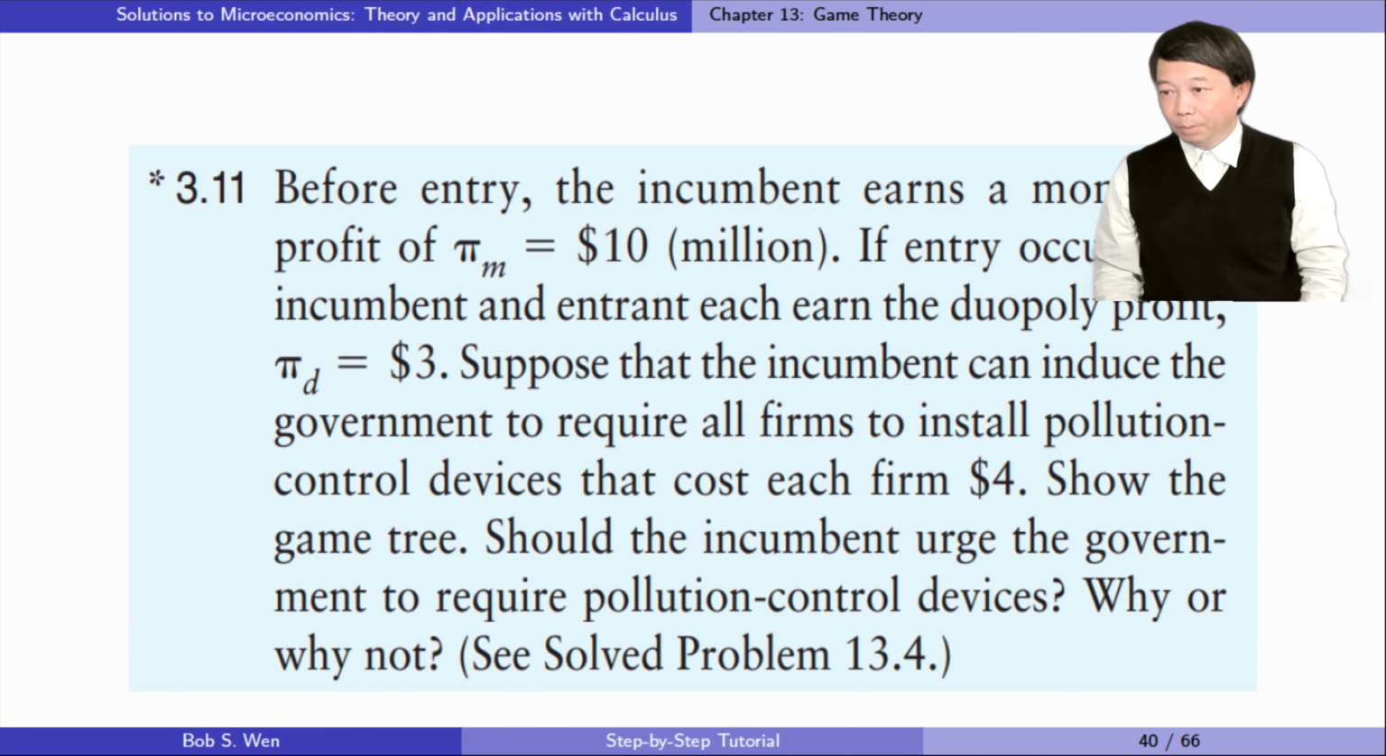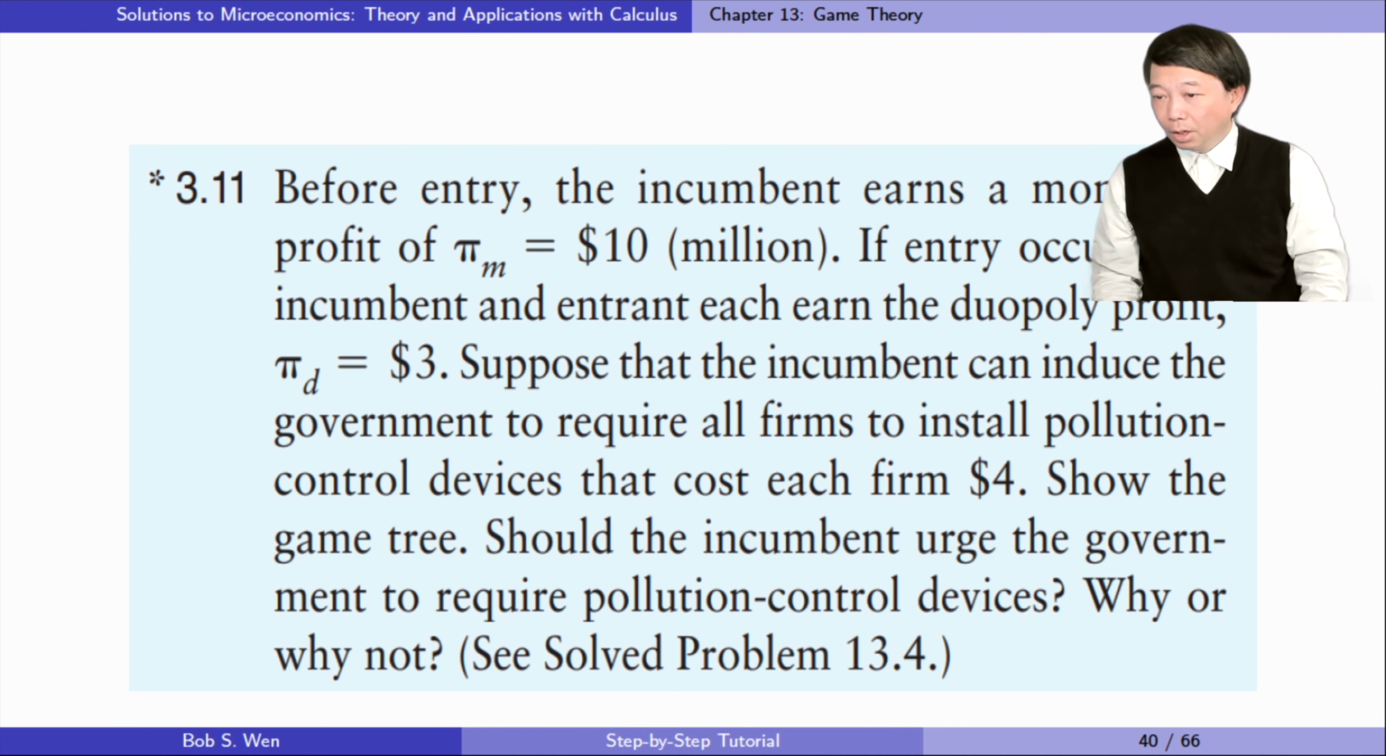Here's exercise 3.11. Before entry, the incumbent earns a monopoly profit of $10 million. If entry occurs, the incumbent and the entrant each earn the duopoly profit of $3 million. Suppose that the incumbent can induce the government to require all firms to install pollution control devices that cost each firm $4 million. So the game tree.